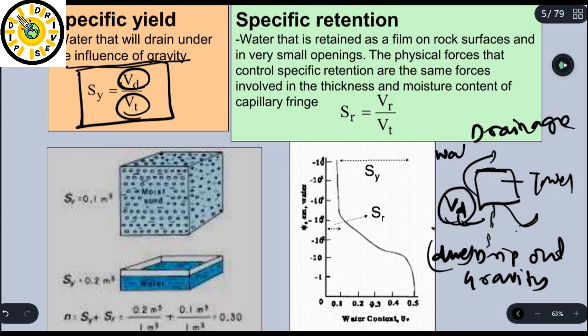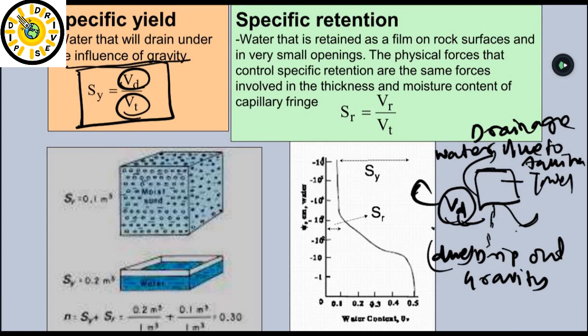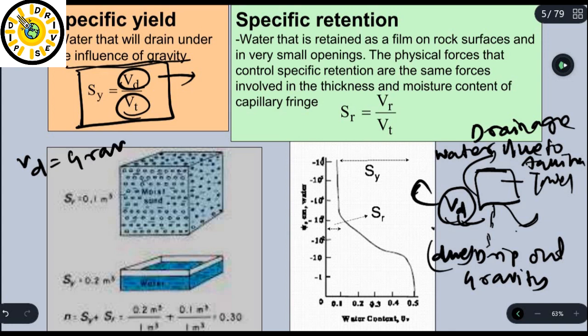the drainage water due to the aquifer. So this is the amount that drains from this towel or from this aquifer by gravity, which is called the gravity drainage. This part is Vd, or gravity drainage.